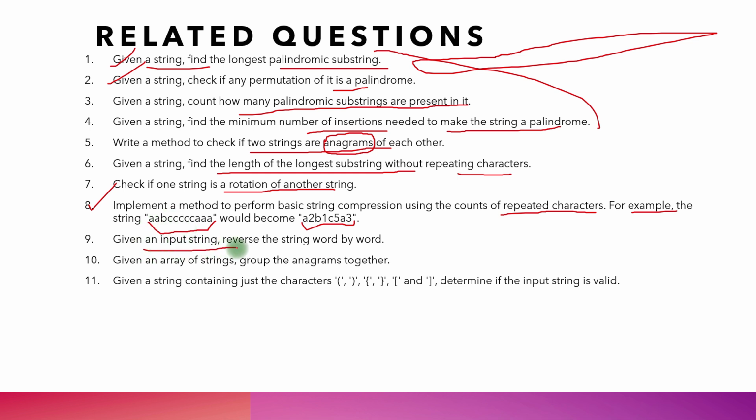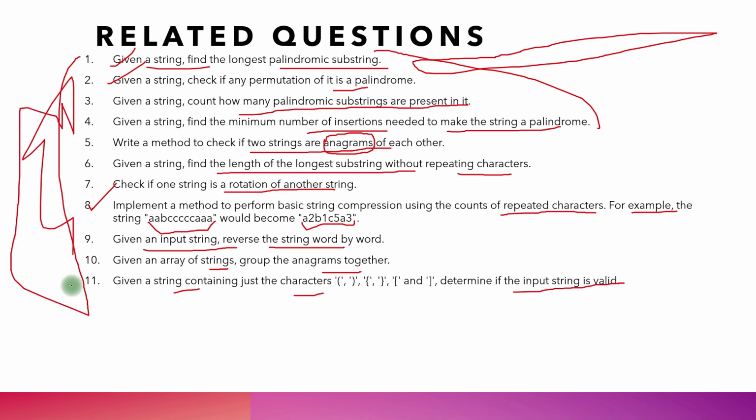Given an input string, reverse the string word by word. This is also a string question. Basically a sentence is given, so we have to reverse it word by word. Given an array of strings, group the anagrams together. Given a string containing just the characters like this, determine if the input string is valid. We just have to compare. So these are just follow-up questions around string and palindrome.